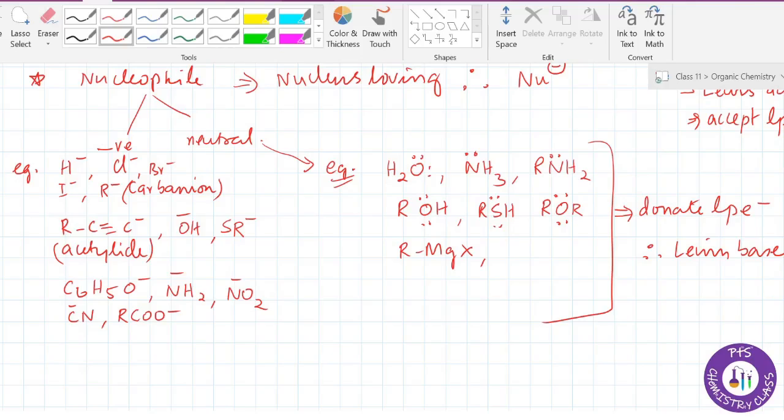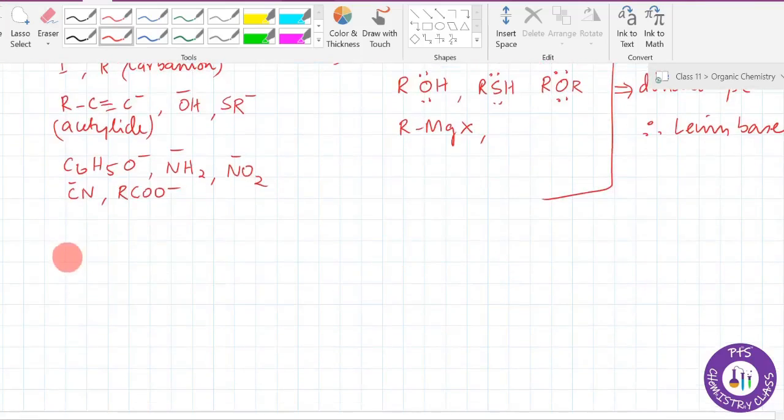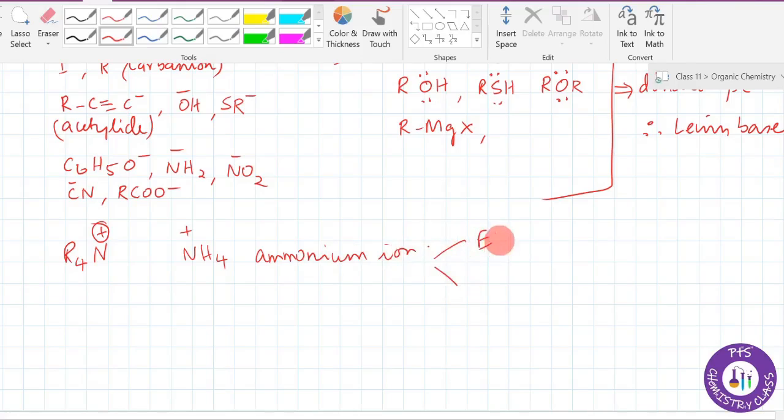There are some exceptions, not exceptions, but some compounds where, for example, if I ask you one question, now answer this question. R4N plus. This is something similar to NH4 plus, the ammonium ion. Now tell me whether this is an electrophile or a nucleophile.